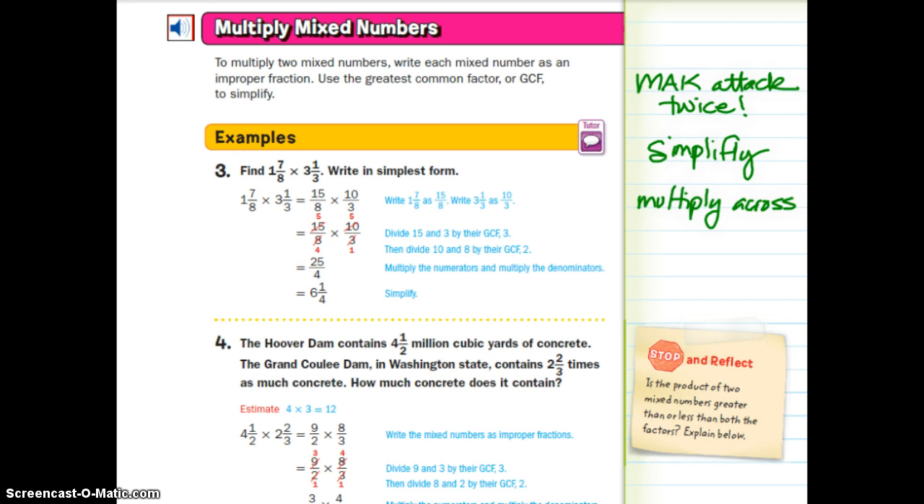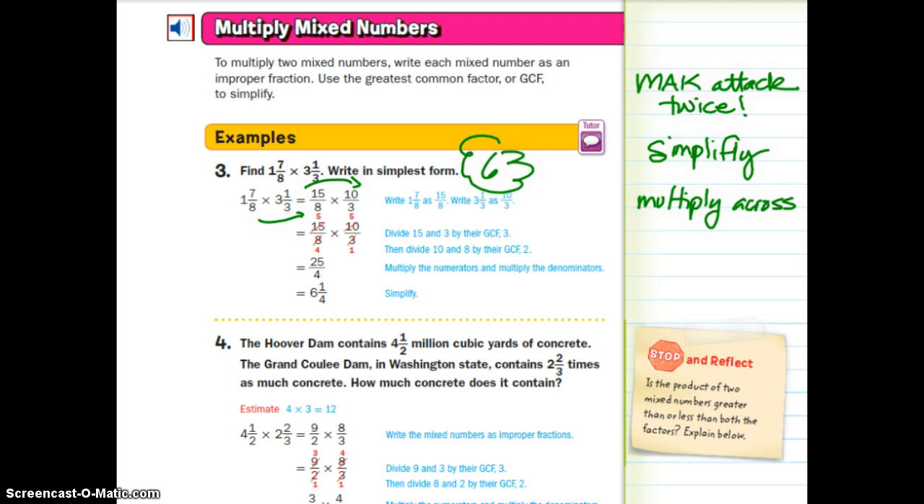Alright, so in example number 1, we have 1 and 7/8 times 3 and 1/3. So first we're going to say 2 times 3 and get 6. So we'll put 6 in our little cloud. So 1 times 8 is 8 plus 7 is 15/8. And 3 times 3 is 9 plus 1 is 10/3.